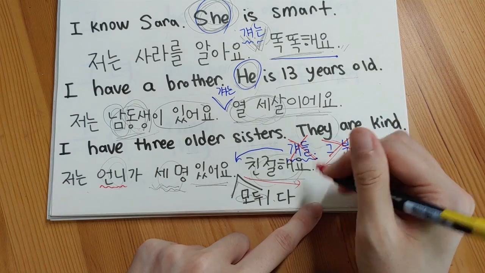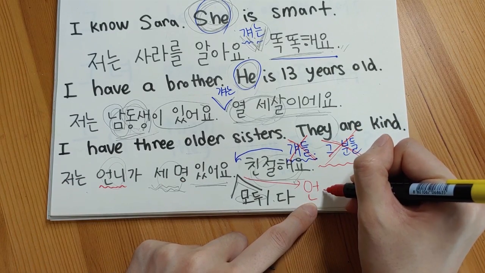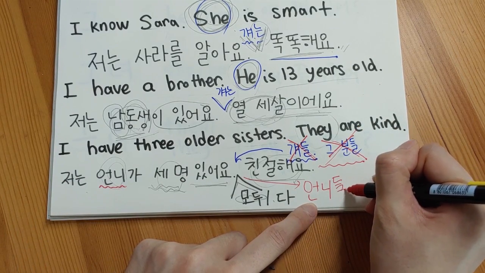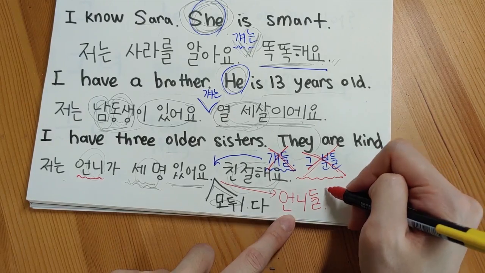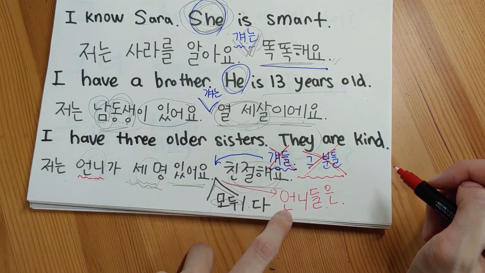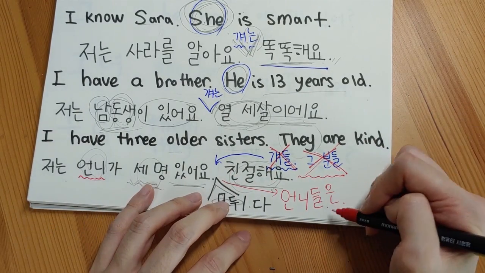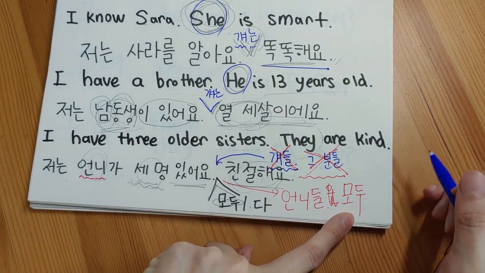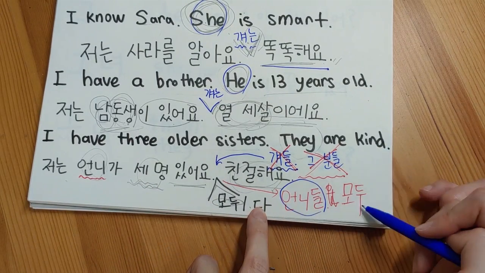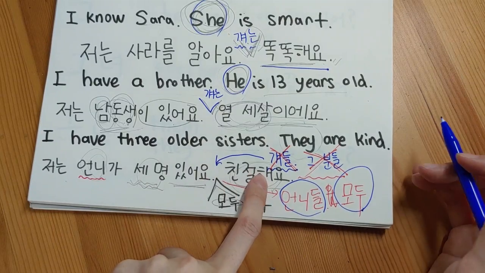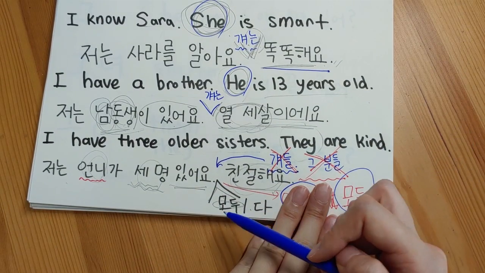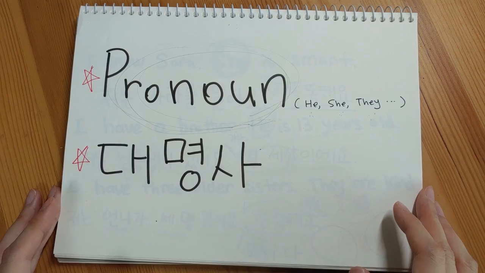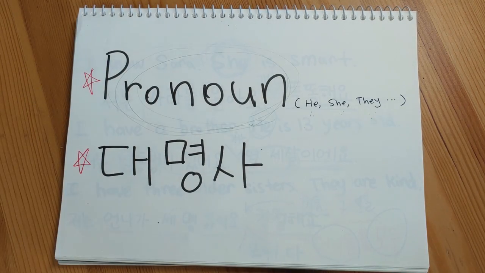And what you can do is you can just go with the full third person form and say 언니들은 친절해요. Or 언니들 모두 친절해요. Sisters, all of them are kind. Or you can just remove 언니들 and just go with 모두 친절해요. So this is how pronouns can be used in Korean.